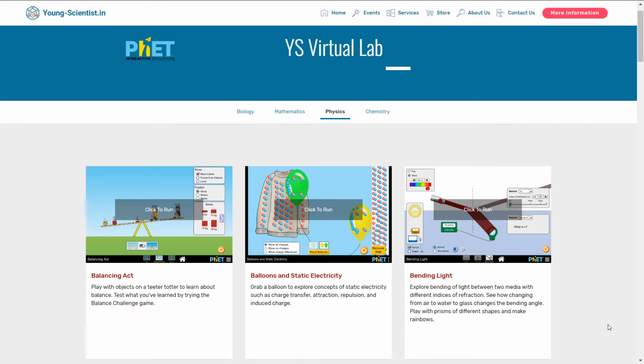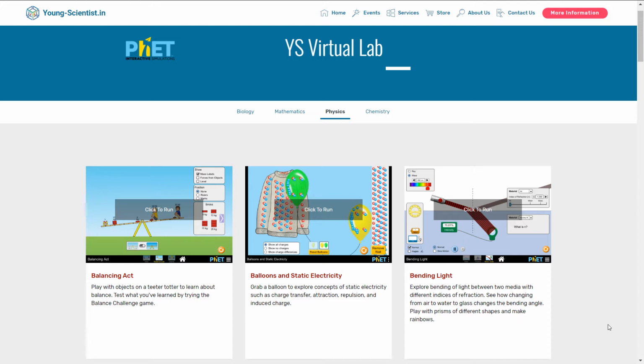PhET, which stands for Physics Education Technology, or simply PhET, is a collection of interactive simulations developed by the University of Colorado at Boulder. There are over 100 simulations on biology, mathematics, physics, and chemistry. These are invaluable learning resources for students and helpful teaching tools for teachers.